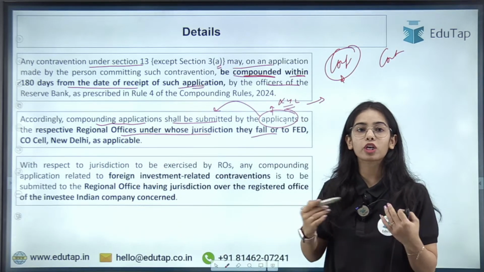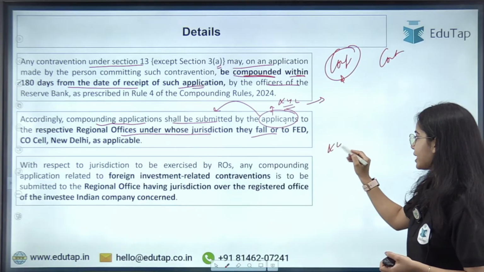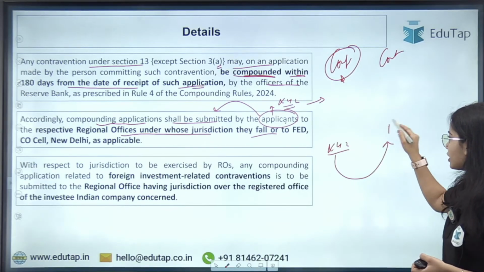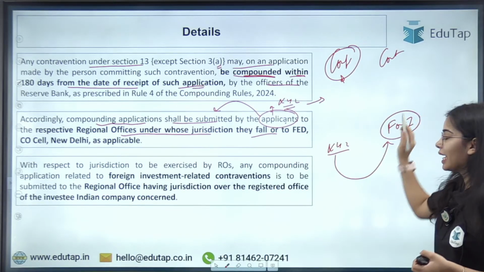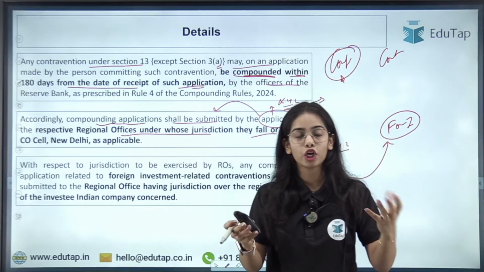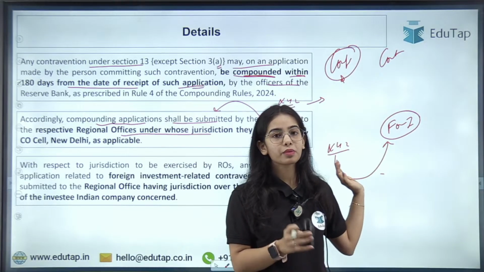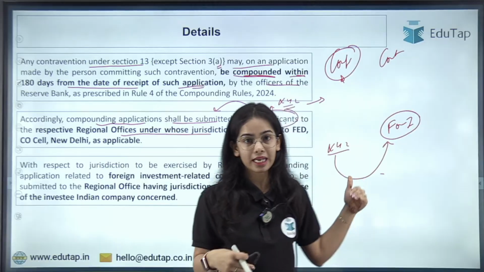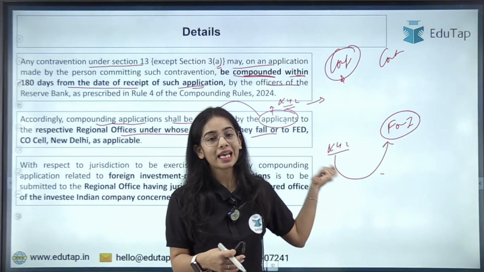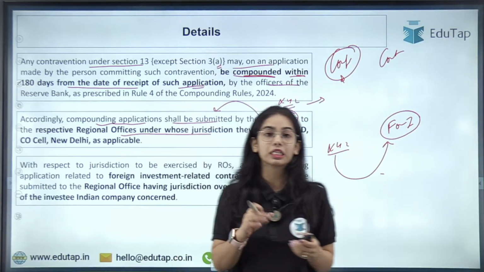Let's say we are talking about a foreign investment related contravention. Let's say this XYZ entity has done the foreign investment, and the limit has been breached, the limit has been exceeded, which is not allowed. So the XYZ entity has realized that they have done the mistake, and they are sending the application to the Reserve Bank of India, to the regional office.